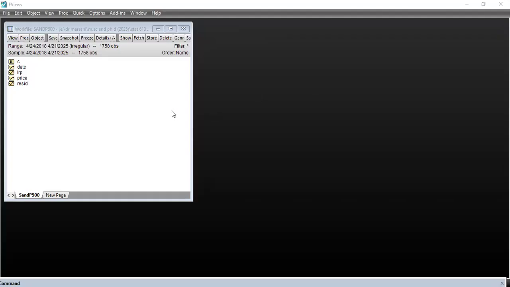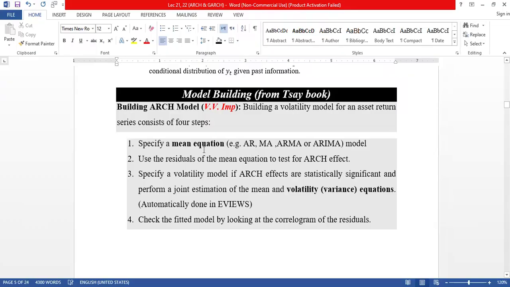Assalamu alaikum students. In this short video, we are going to study how to estimate the ARCH and GARCH models using EViews.